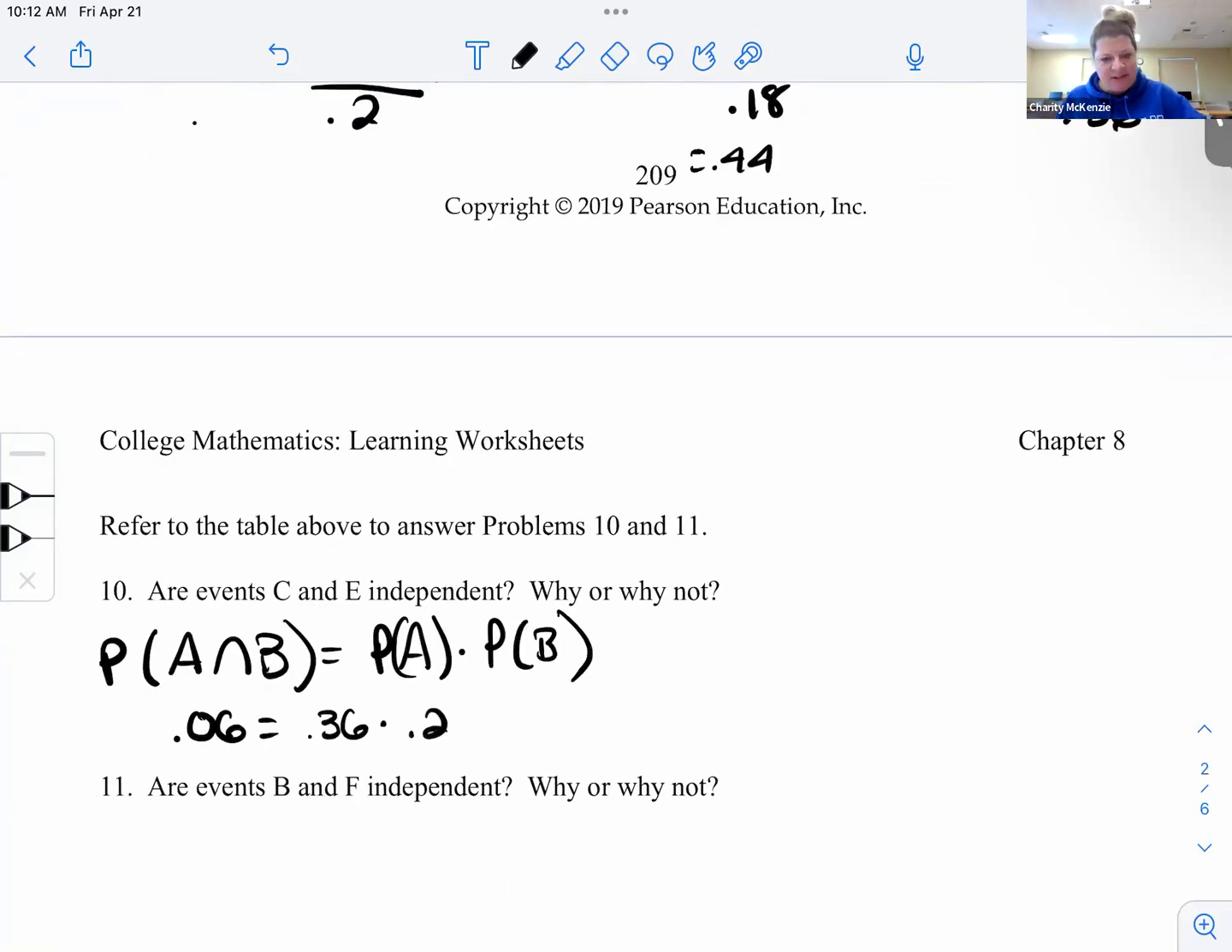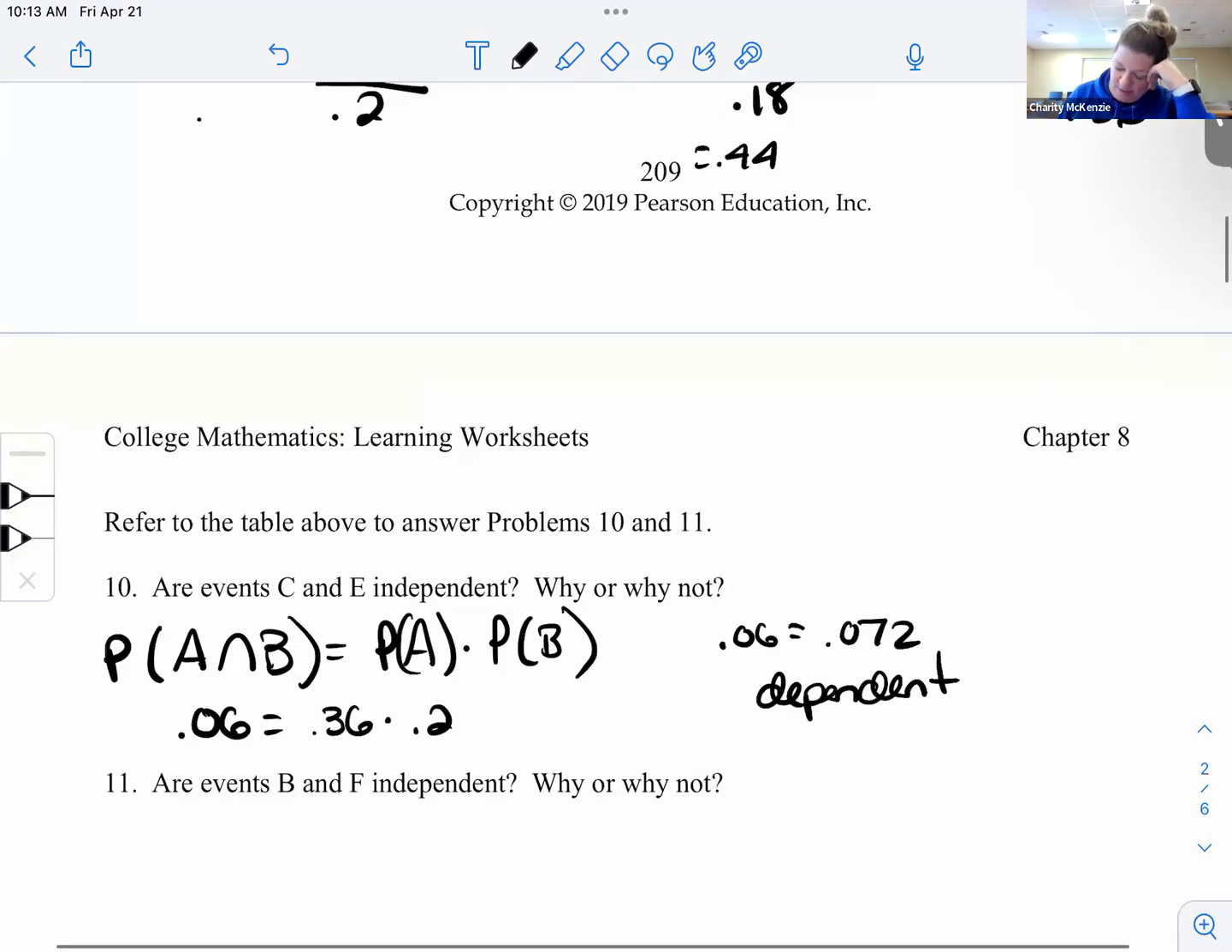So the intersection and the product, we want to see if those equal each other. 0.36 times 0.2 is 0.072. So I got 0.06 does not equal 0.072. So no, they are not independent. We would say they're dependent. Really, they can't have overlap if they're independent from each other.